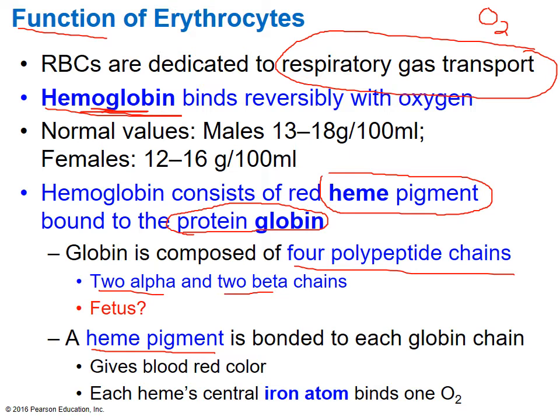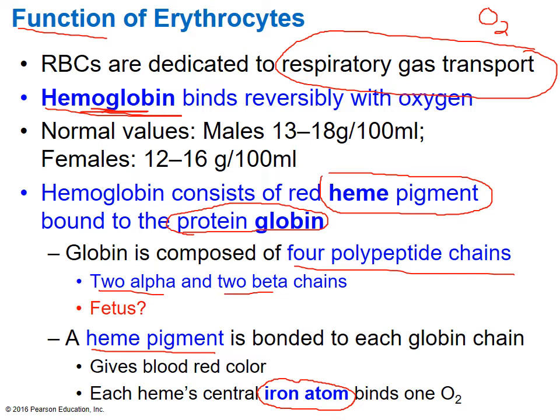Now, the heme pigment is very important because it turns out that in the middle of the heme pigment, we're going to put a little iron atom. And this iron is going to form that magnetic force that's going to allow the oxygen molecule to be attracted to the hemoglobin. There are millions of hemoglobin molecules in each red blood cell.